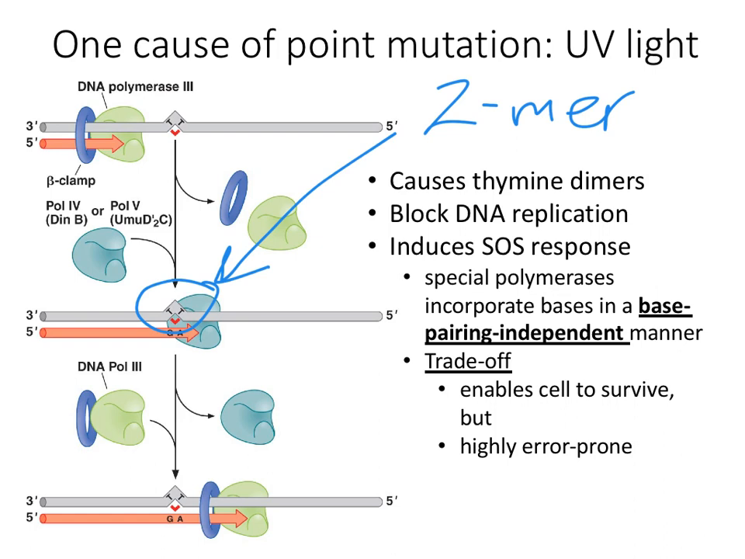So what does the cell do? It's got DNA polymerase, it's trying to replicate this chromosome as quickly as possible because the cell's about to divide and the checkpoints are going to trigger and then the cells are going to get killed if the cell can't replicate the DNA fast enough, and DNA polymerase runs into this thymine dimer.